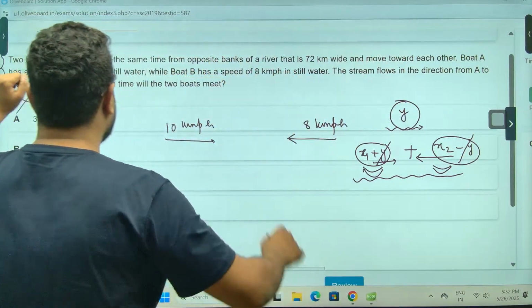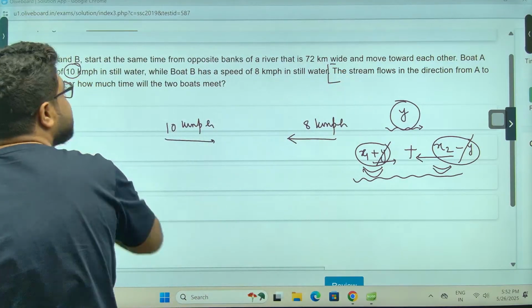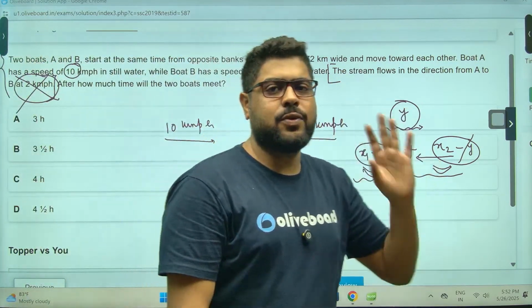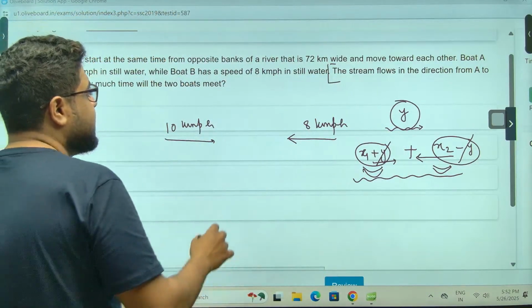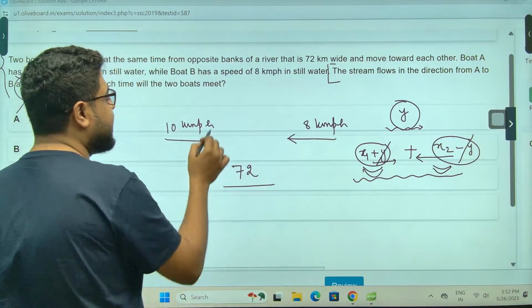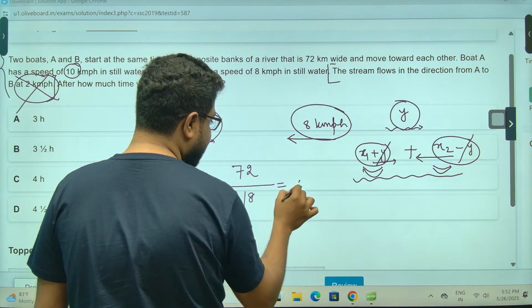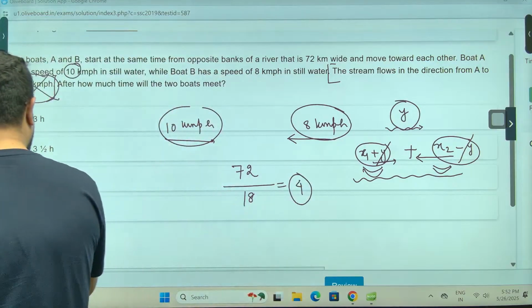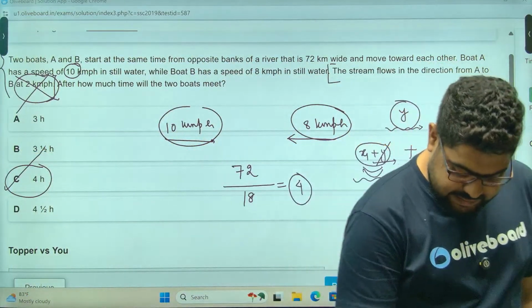The line about the stream is there to confuse you. We don't even need this line. So what will happen, sir? Total distance is 72 divided by relative speed, 10 plus 8 is 18. So the answer is 4. You will need 4 hours. That is option number C.